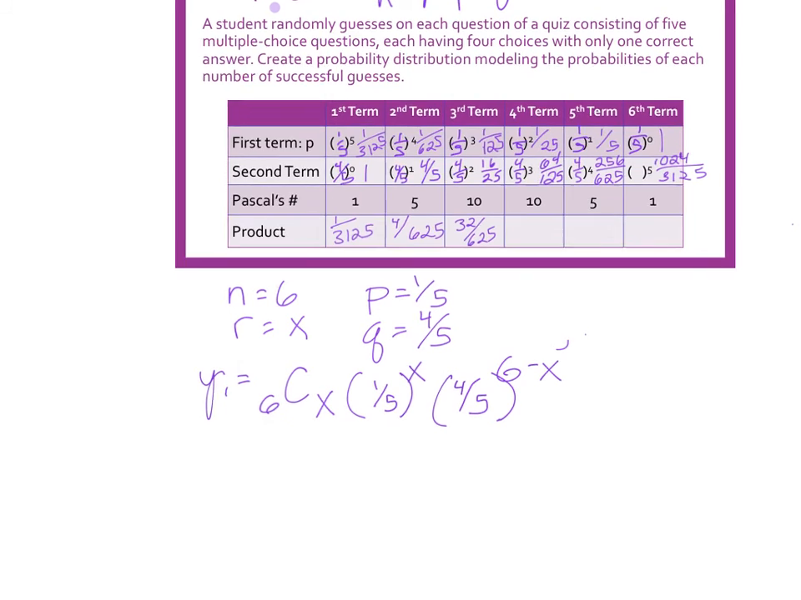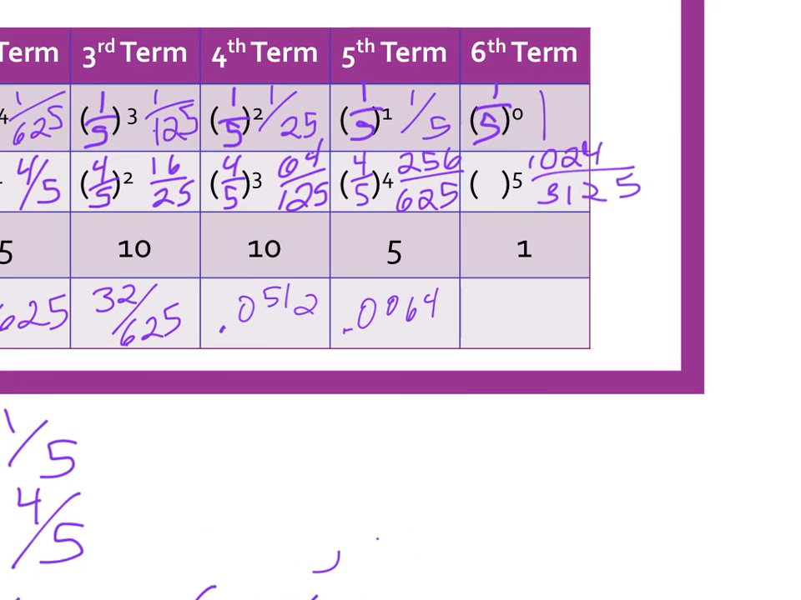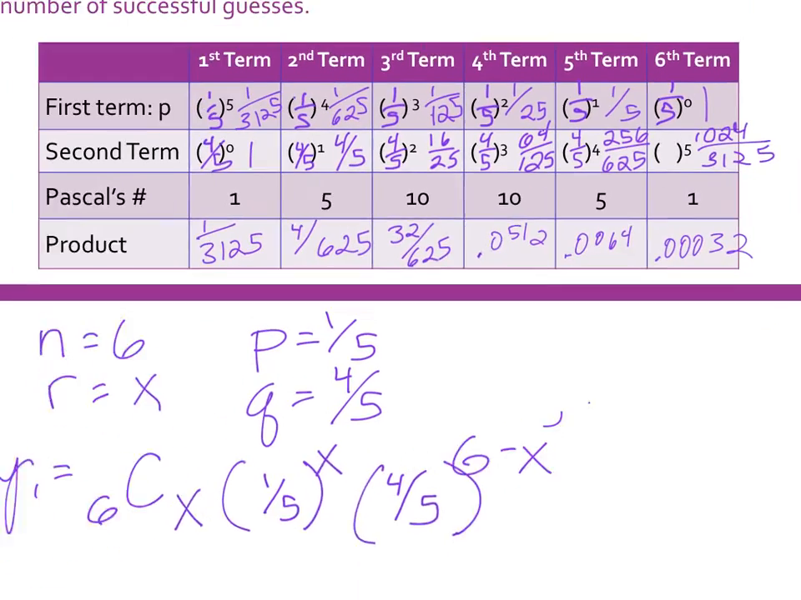And sure enough, there are all my values. So, the third value is 0.0512, 0.0064, and 0.12332. Those are the decimal values, and that is a fine way to do this.